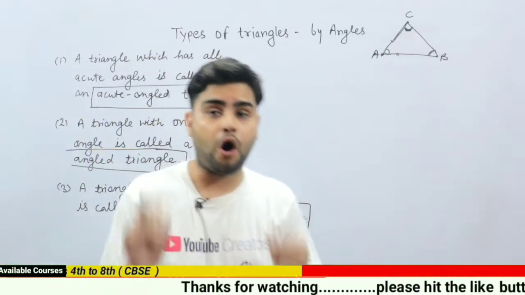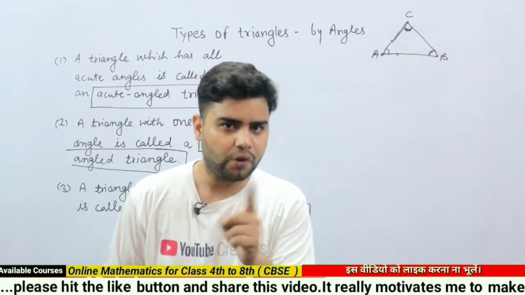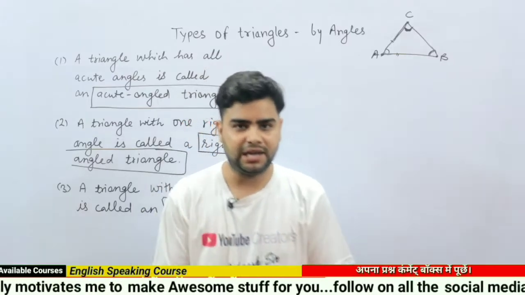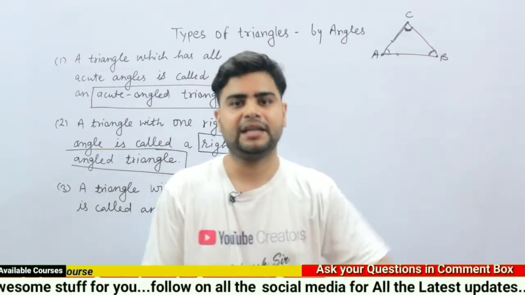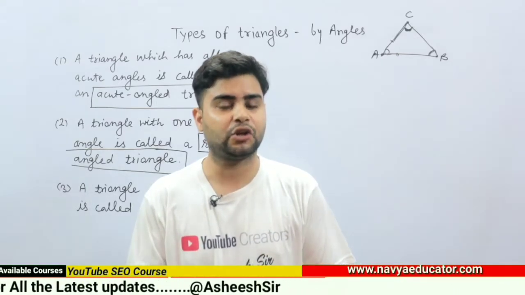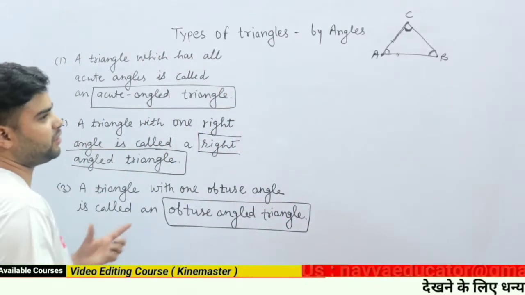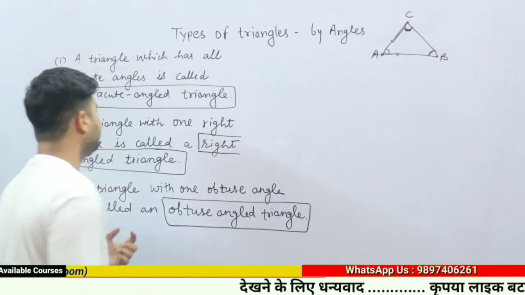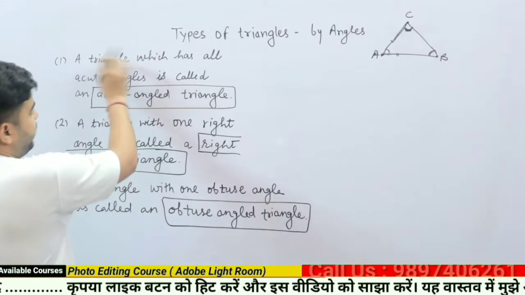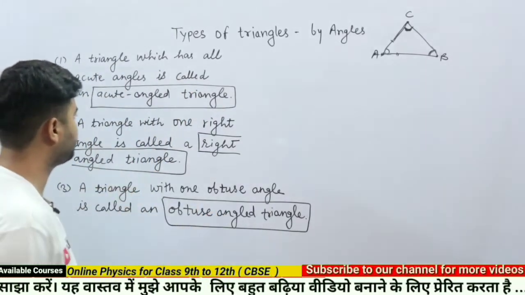It means all the angles in this triangle are acute. Do you remember the meaning of acute or not? I am going to tell you. If the measurement of an angle is less than 90 and more than 0, okay, 0 to 90, then the angle is said to be acute. So a triangle which has all acute angles is called an acute angle triangle.